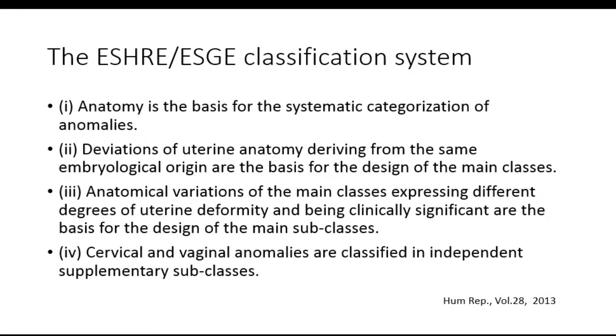So the European classification system, which was published quite recently, in 2013, uses anatomy as the basis for the systematic categorization of the anomalies. Deviations of uterine anatomy deriving from the same embryological origin are the basis for the design of the main classes. Third, anatomical variations of the main classes expressing different degrees of uterine deformity and being clinically significant are the basis for the design of the main subclasses. Cervical and vaginal anomalies are classified in independent subclasses.